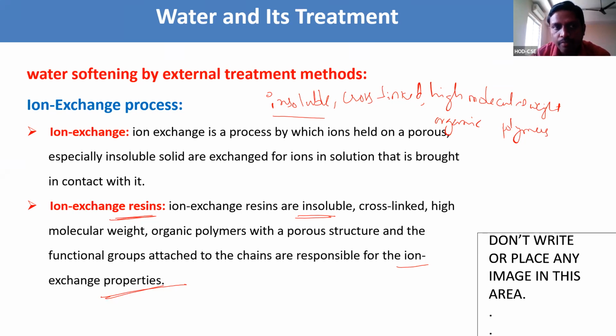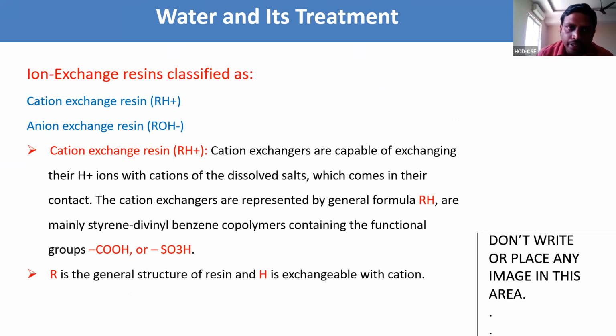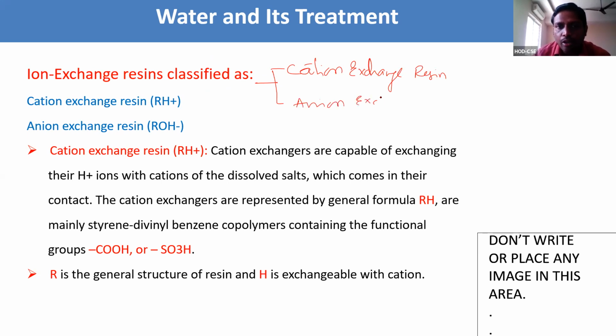Ion exchange resins are classified into two types. One is cation exchange resin. Cation means positive; it is there in the name itself. Till now we have discussed what ion exchange resins are. These resins are of two types: cation exchange resin and anion exchange resin.